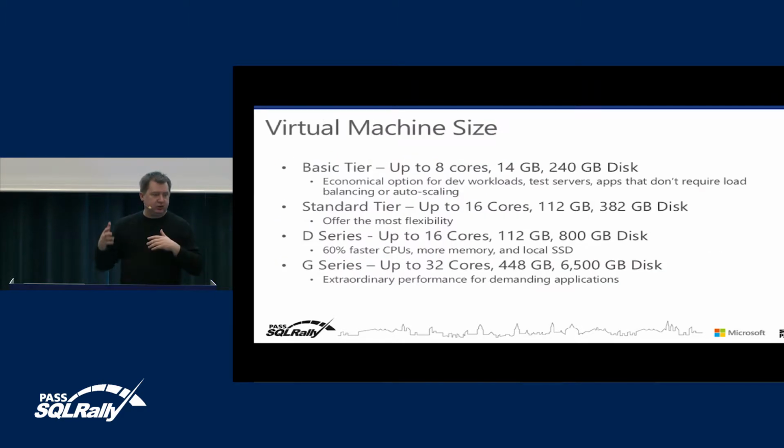The great thing about this is you have great flexibility as to what size of VM you have in the cloud, right? Things from the basic tier all the way up to what we call the G series VMs. Up to 32 cores and almost 500 gigabytes of memory, and up to 6,500 gigabytes of locally attached SSD disk space, okay? And you're not paying that much for that if you look at it. So extraordinary speed. If you want to run in-memory OLTP in the cloud, you can do that now with these G-series VMs. So I get things from the A-series all the way up to the G-series and spin these up very fast.